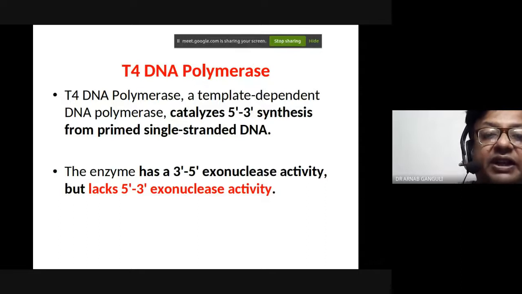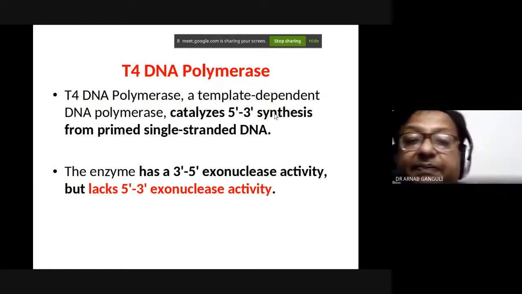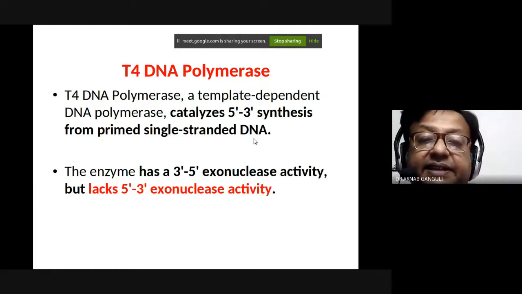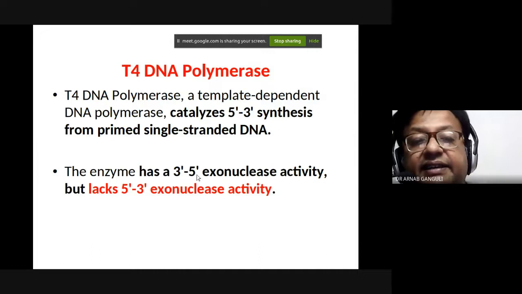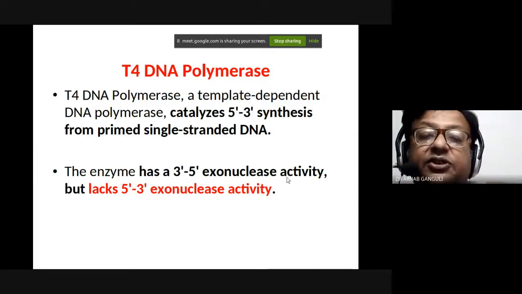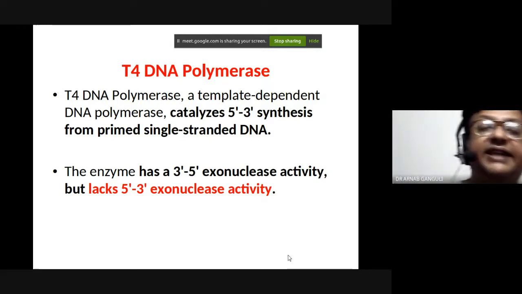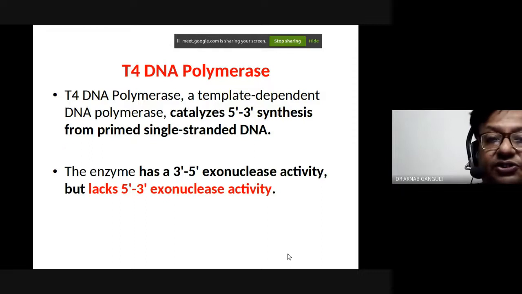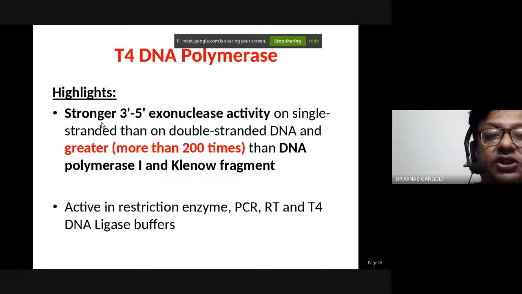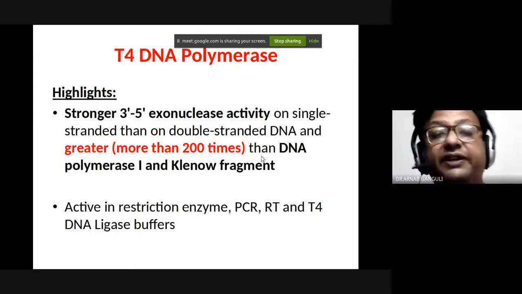Then you have T4 DNA polymerase. It is a viral DNA polymerase. It is template dependent and catalyzes 5 prime to 3 prime synthesis from primed single stranded DNA. Instead of Klenow, you can use this also. It has 3 prime to 5 prime exonuclease activity. It does not have 5 prime to 3 prime exonuclease activity. It has a stronger 3 prime to 5 prime exonuclease activity, that is, a greater proofreading function.